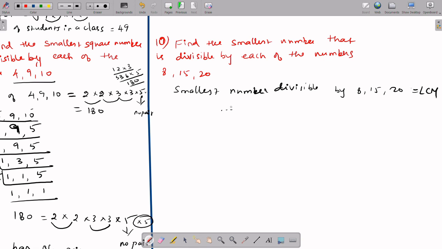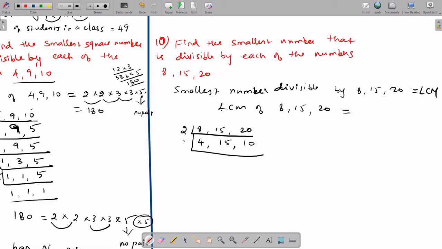So you have to find the LCM of 8, 15 and 20. How will you find it? Take 8, 15 and 20, and here we divide by 2. 4 2s are 8, 15 you write as it is because it does not go with 2, and 10 2s are 20. Again use 2: 2 2s are 4, 15 retained as it is, and 5.